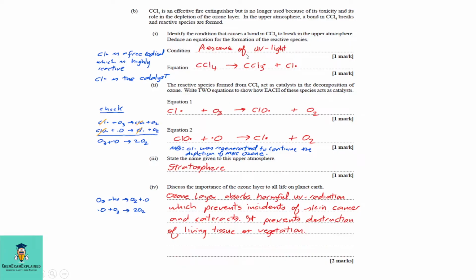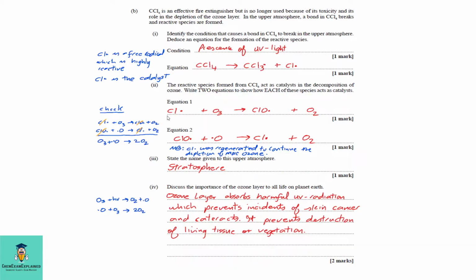Condition. The presence of UV light is what is used to break the CCl4 bonds. The equation is CCl4 in the presence of UV light will form CCl3, which is a radical, plus chlorine radical. Now, a radical is a species with an unpaired electron. Part 2. The reactive species formed from CCl4 act as catalysts in the decomposition of ozone. Write two equations to show how each of the species act as catalysts.